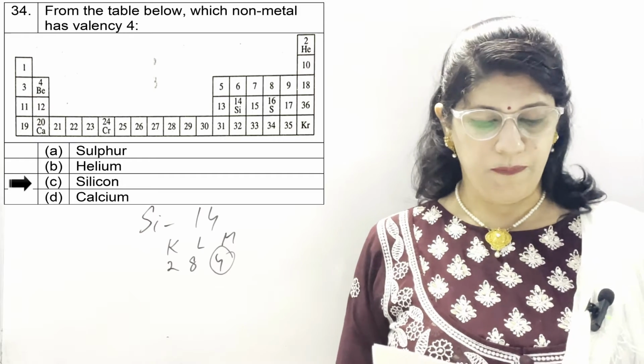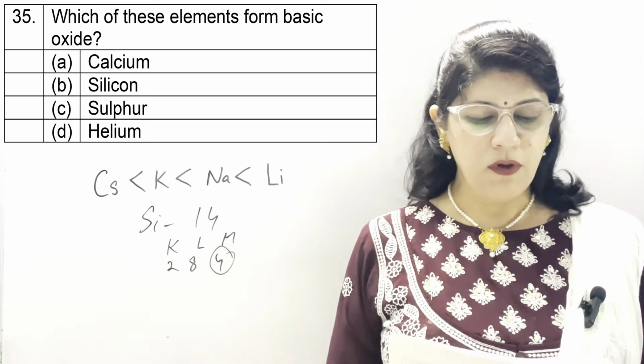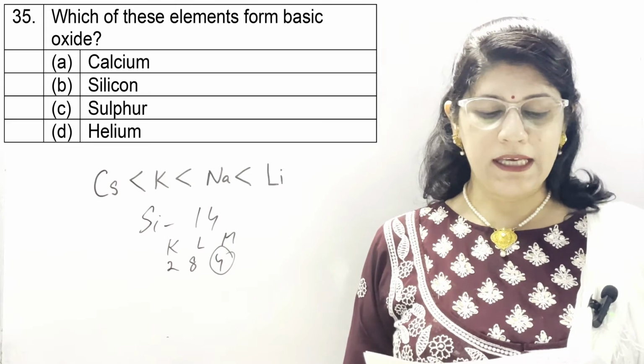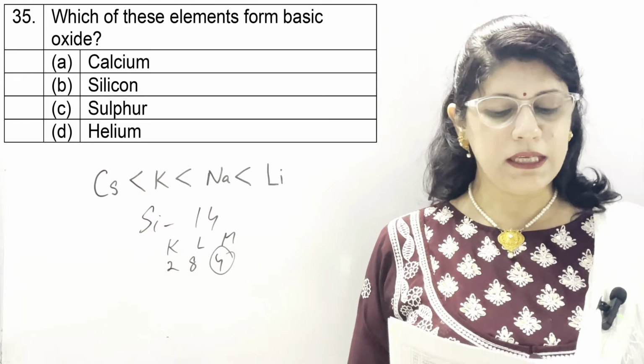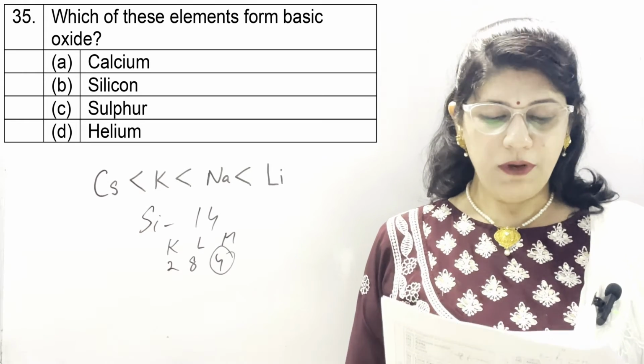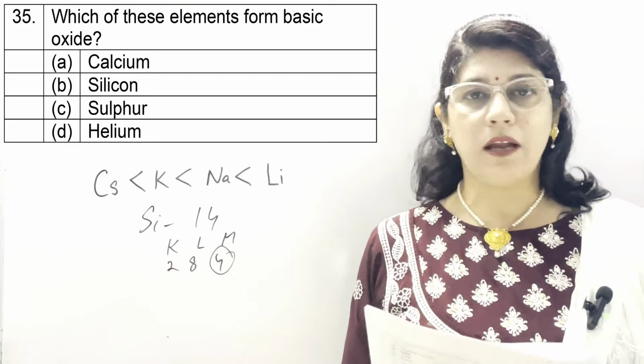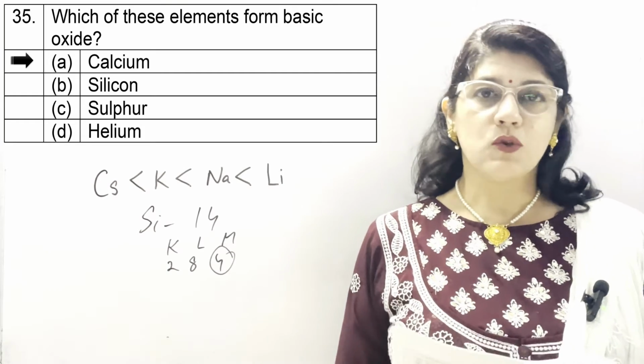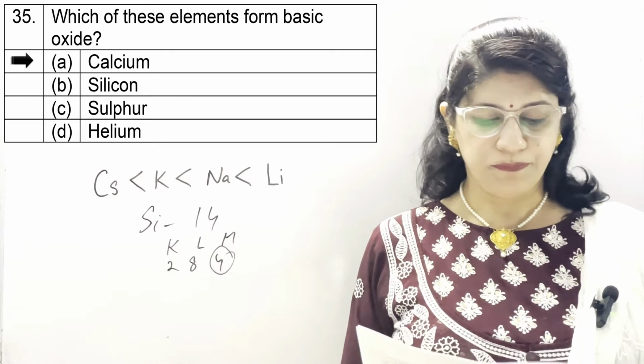Correct option is C. In question number 35, which of these elements form basic oxide? Option A is calcium, then silicon, then sulfur and then helium. We know that oxides of metals are basic in nature and the metal given in these options is calcium. So A, correct option, calcium.